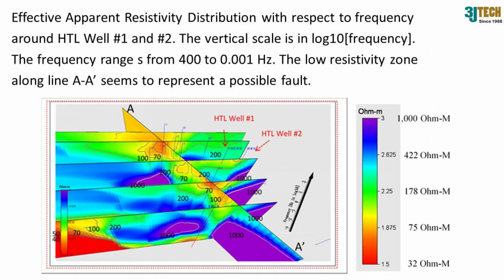There is a low resistivity zone along line A to A' on the surface in a northwest to southeast direction located in the southwest of the drilling sites. The low resistivity seems to represent a fault with local alteration on the formation near the surface from the hot fluid along line A to A'.